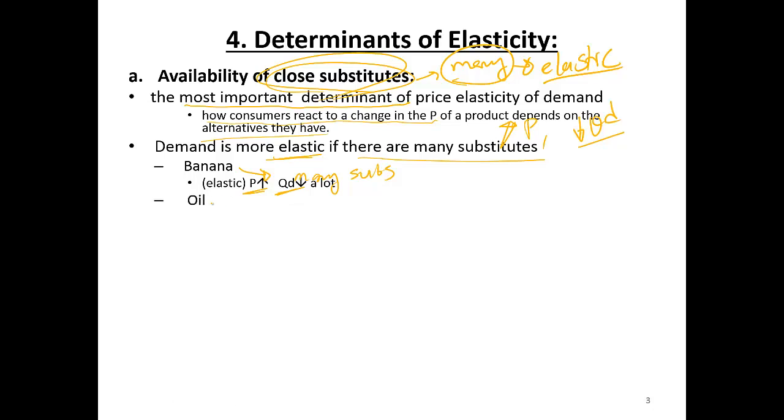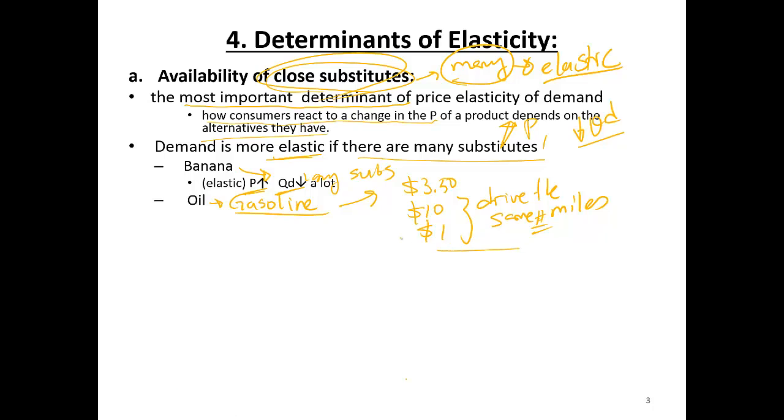Oil, or when I say oil, obviously refined oil, gasoline. I want you to think about your gasoline price elasticity of demand. Price of gas is right now around 3 something, let's say $3.50. Even if it's $10 or $1, I drive the same mileage, the same number of miles. So it doesn't have many substitutes.